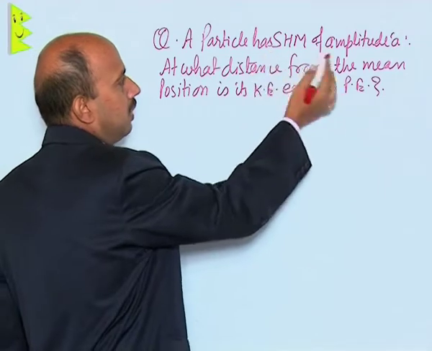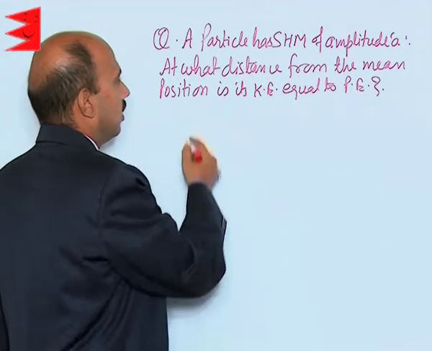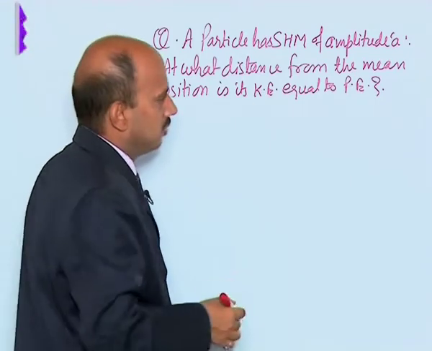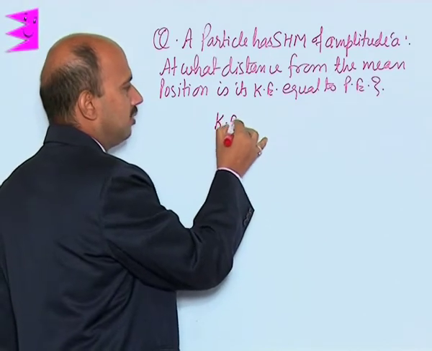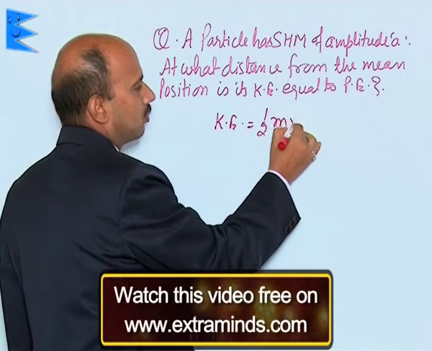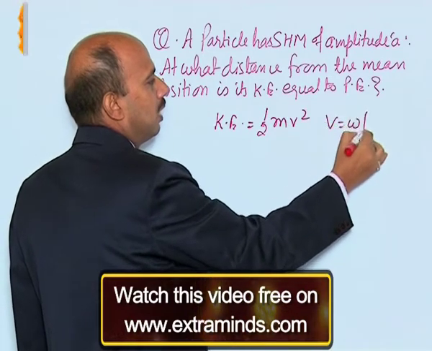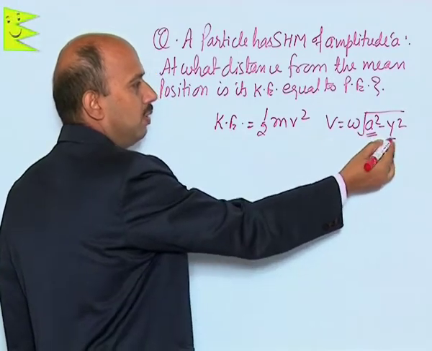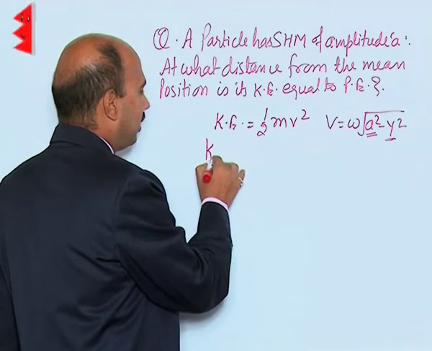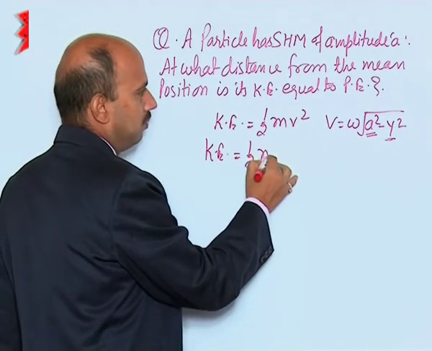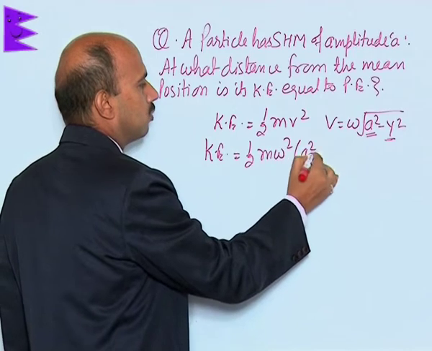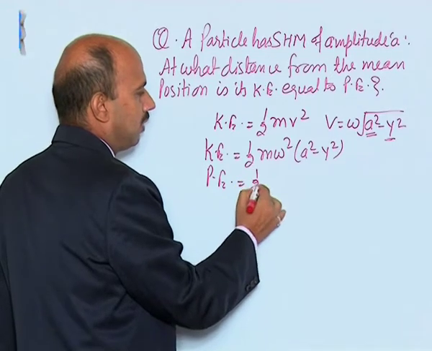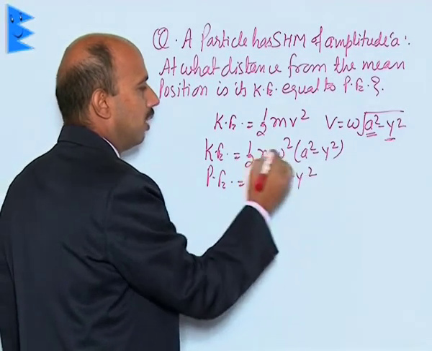Say a particle has simple harmonic motion of amplitude A. At what distance from the mean position is its kinetic energy equal to potential energy? We know the formula for kinetic energy is equal to half m v square, where v is equal to omega into under root of A square minus y square, where y is displacement, A is amplitude. So, we can write kinetic energy is equal to half m omega square into (A square minus y square), and potential energy can be written as half m omega square y square.